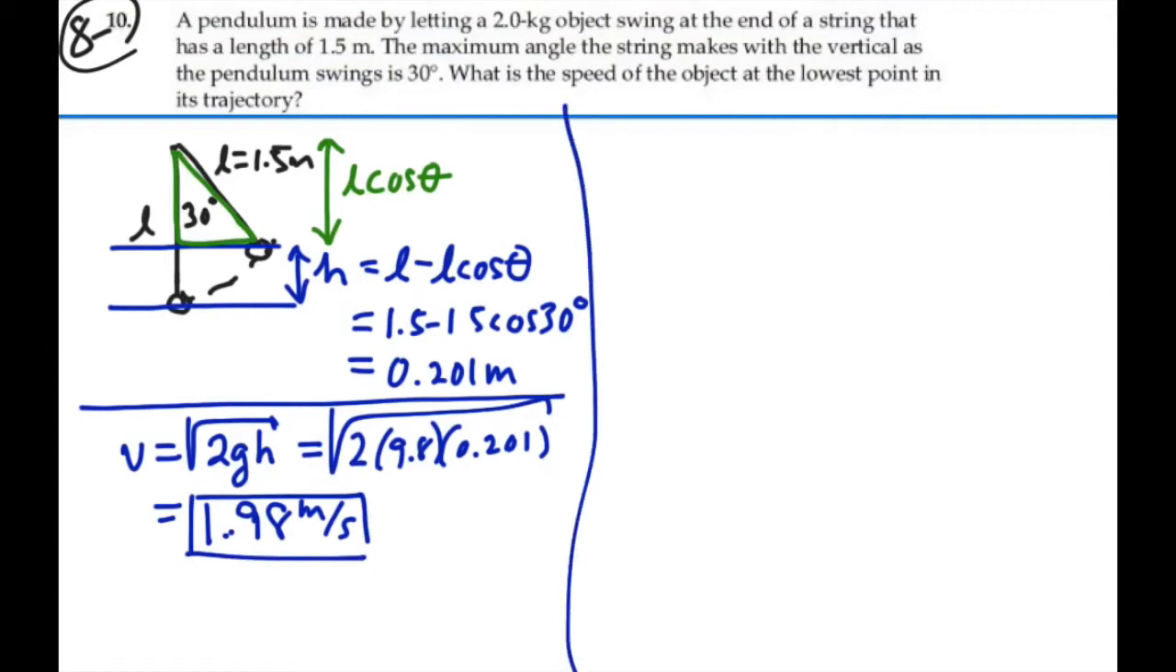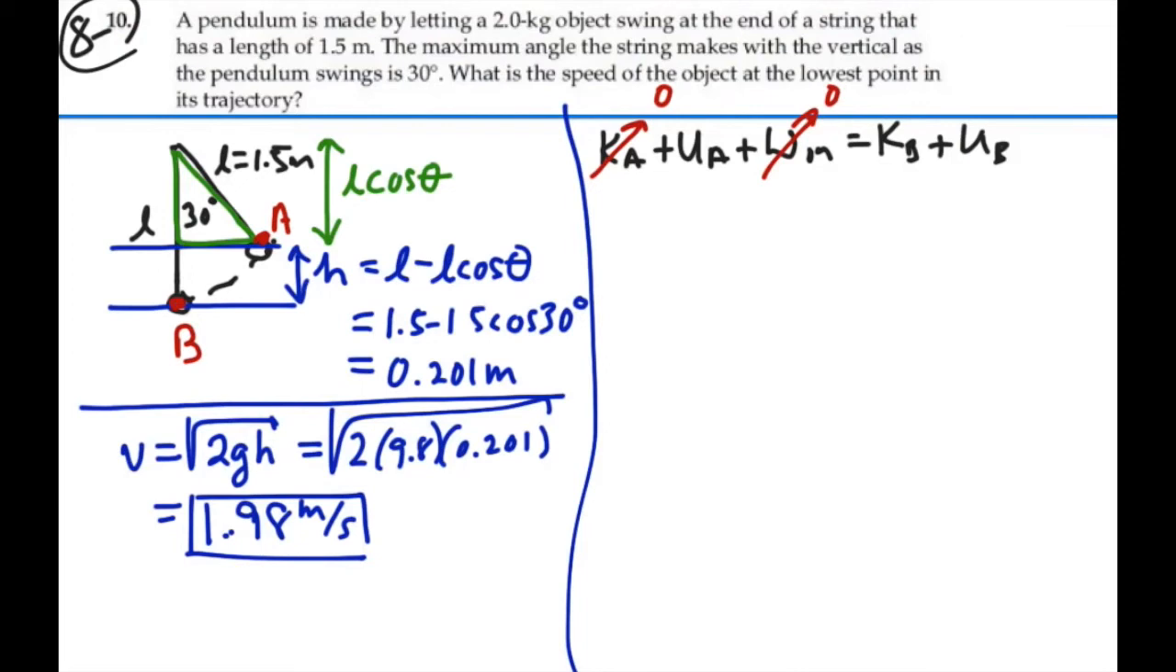If you don't like that, you can go through the full conservation of energy problem between A and B, and you would say that the kinetic energy at A plus potential energy at A plus any work done along the way equals kinetic energy at B plus potential energy at B. In this case, kinetic energy at A is 0 because we started from rest. Our work done along the way is 0 because there is no external force on it. And we'll define our potential energy at B to be 0 because that's our lowest height. So we'll define that as being 0.